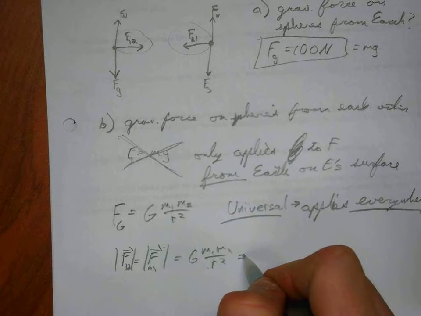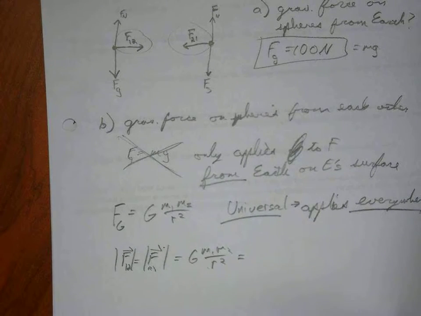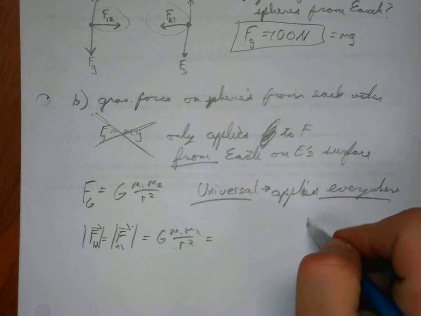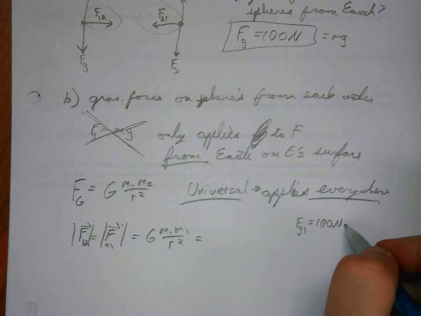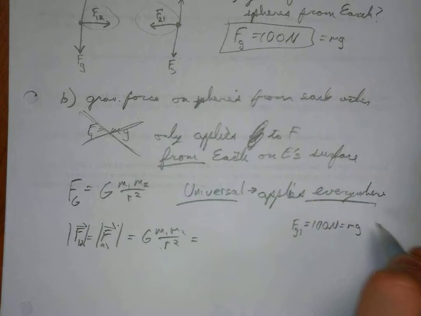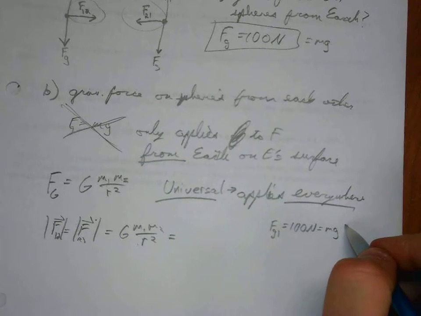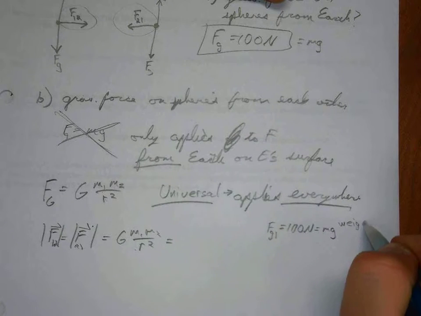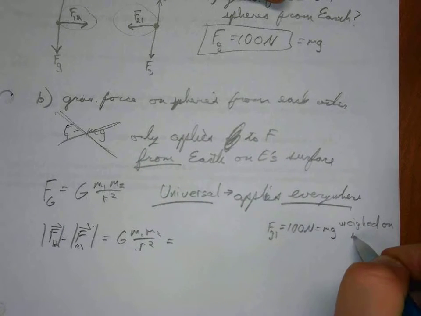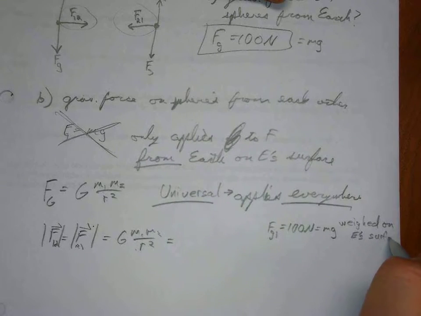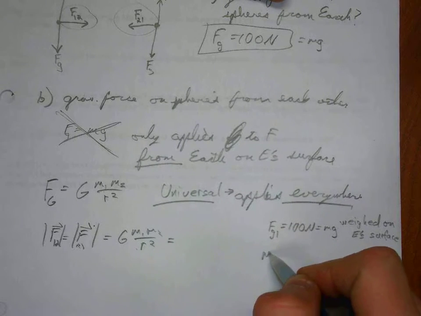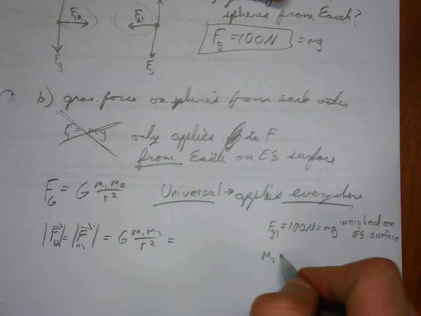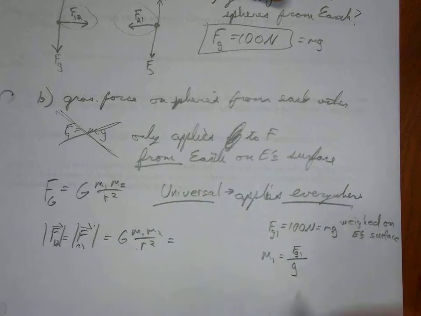Okay, so now it's just a matter of, oops, we don't have mass. Uh-oh, how are we going to find the mass there to plug in? Well, we know Fg1 equals 100 newtons, and we know this equals mg only because we're on the surface of the Earth when we're weighing this, weighed on Earth's surface. So then, we can say the mass, well, let me put subscript 1 there. Mass 1 equals Fg1 over the acceleration of gravity g.